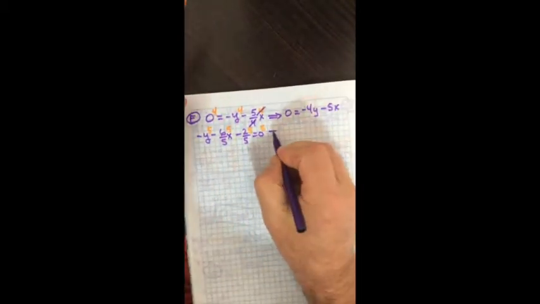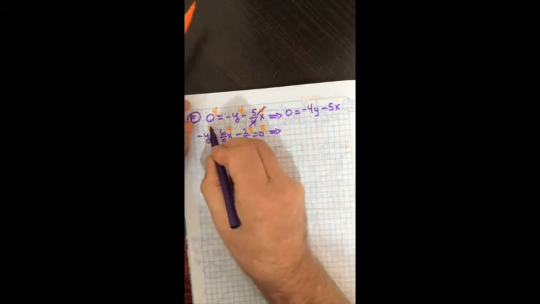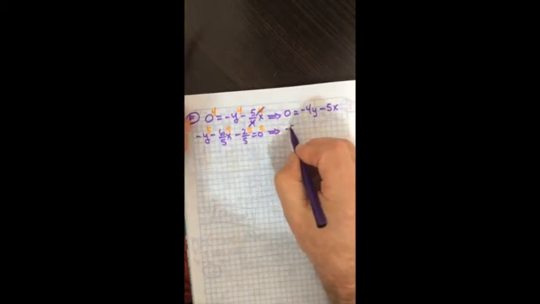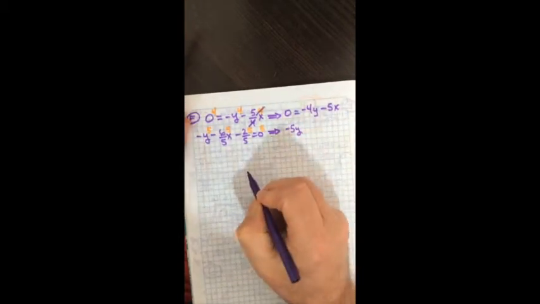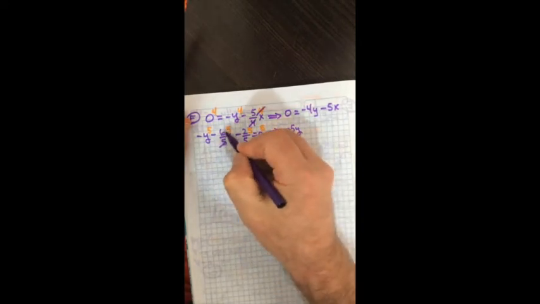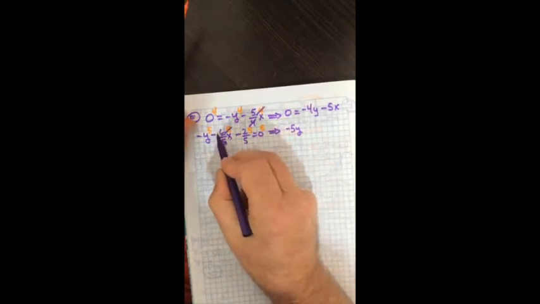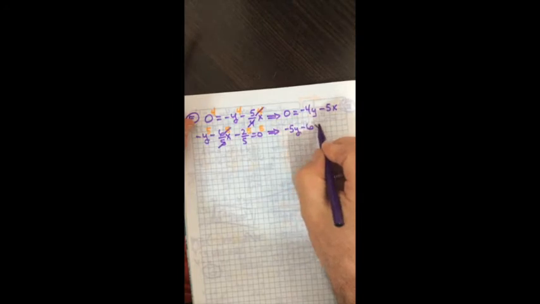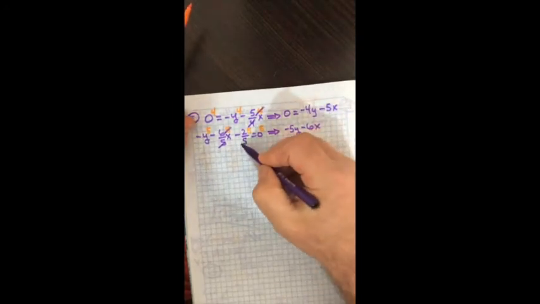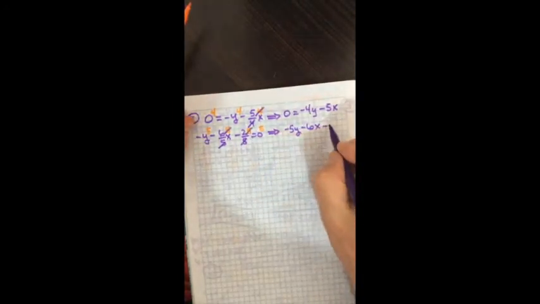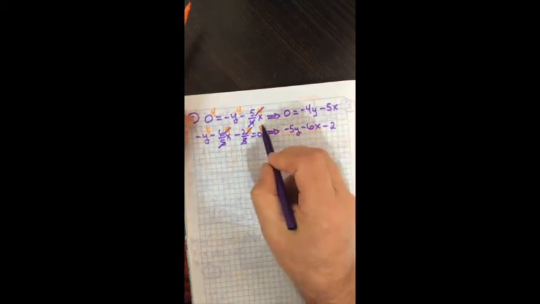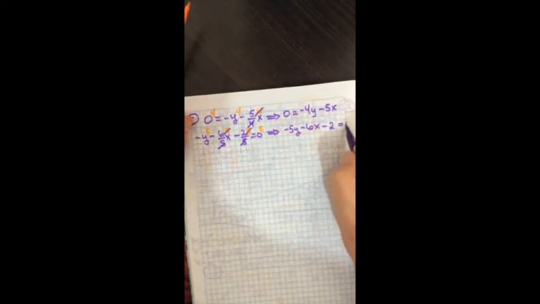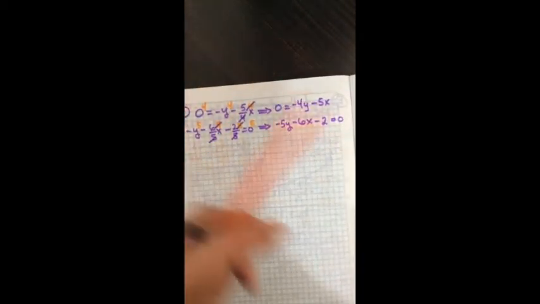Okay, that will clean up the fraction. Negative 5y, okay, so I've got a negative 5 with a y. That 5 and that 5 cancel out, so it just leaves negative 6x, so minus 6x. That 5 and that 5 cancel out, so it just leaves minus 2. And 5 times 0 is still 0. Okay, got rid of the fractions.